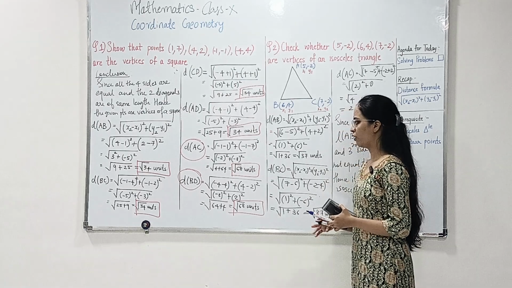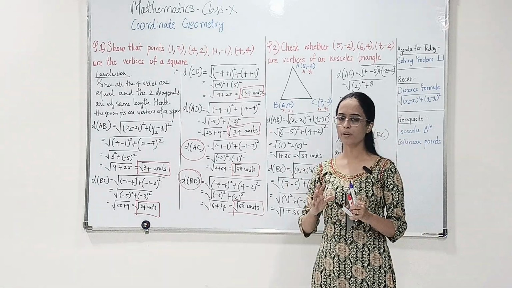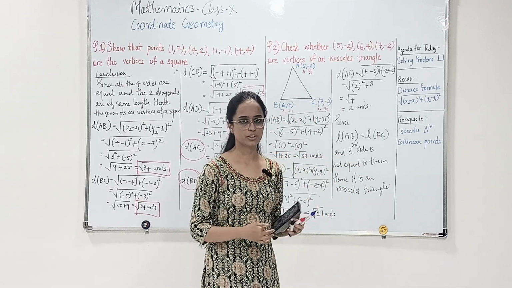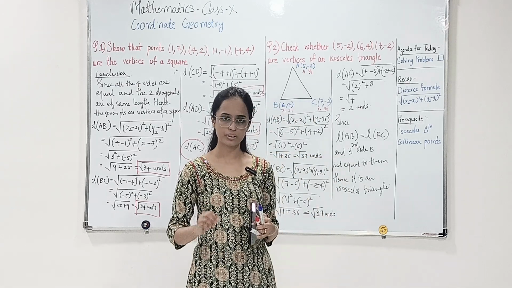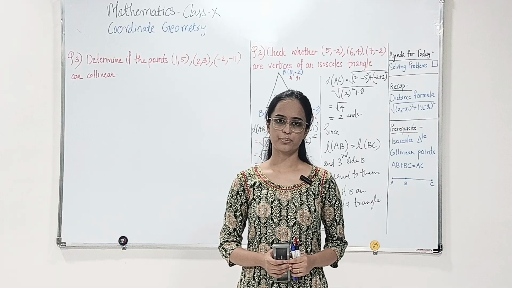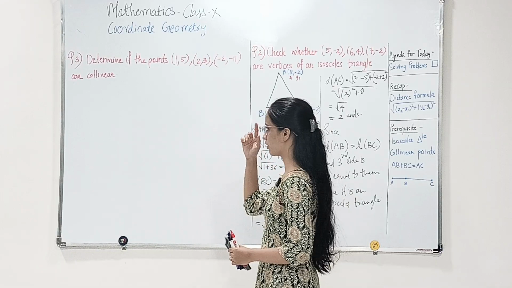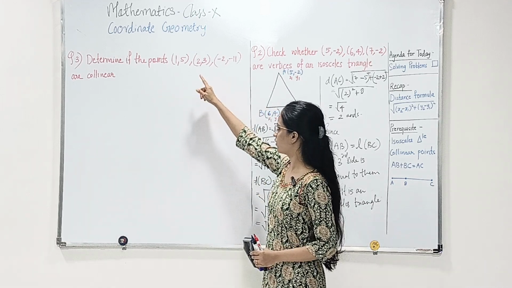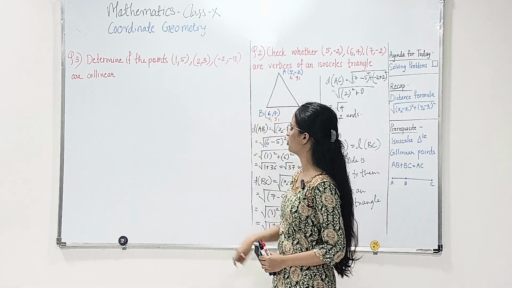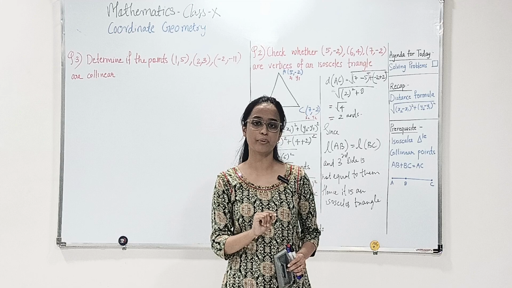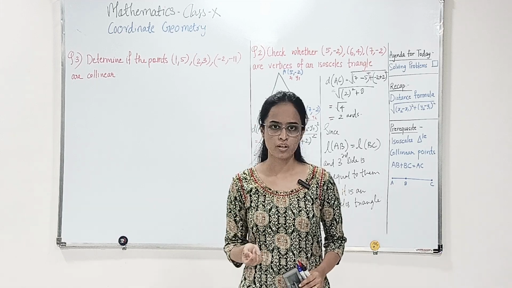Okay, so we are done with these two problems. I hope you are thorough with what I have taught you in these two problems. Now let's move on to the third problem. Now let's start with the third problem. What does the question of the third problem say? It says: determine if the 3 points (1, 5), (2, 3) and (-2, -11) are collinear. You have to determine if they are collinear or not.